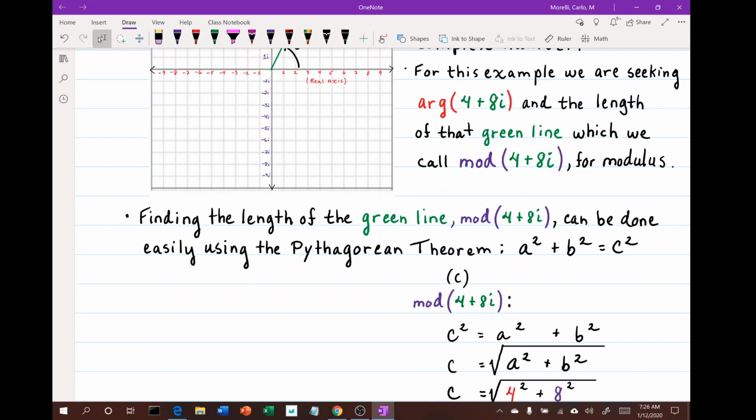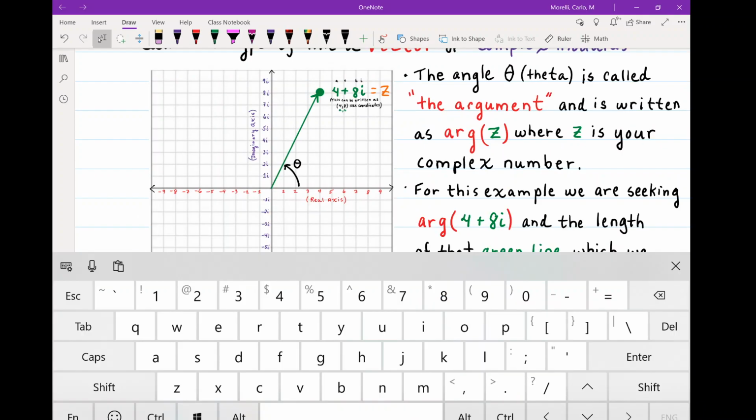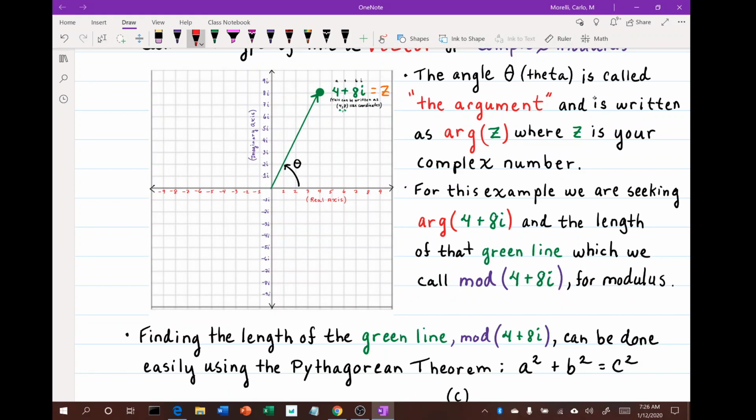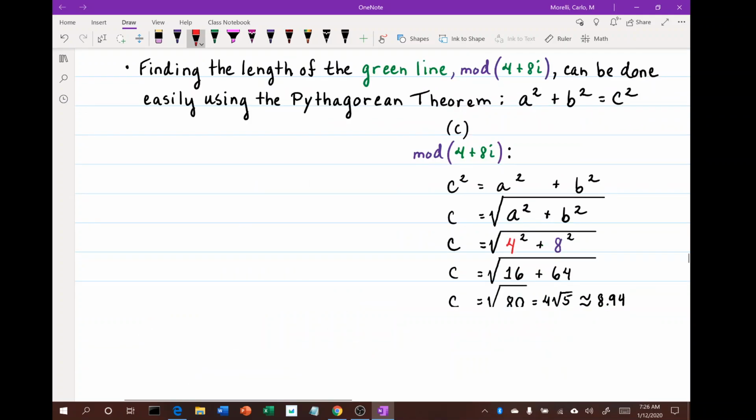For this example, we are seeking the angle of rotation for 4 plus 8i, and we're seeking the length of that green line. When I say modulus, what I mean is the length of the green line. So the green line, I want to find that length. Of course, I'm going to be using the Pythagorean theorem to do that. That's the easiest thing, so we're going to start with that.